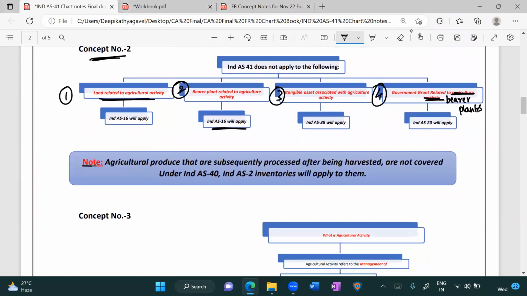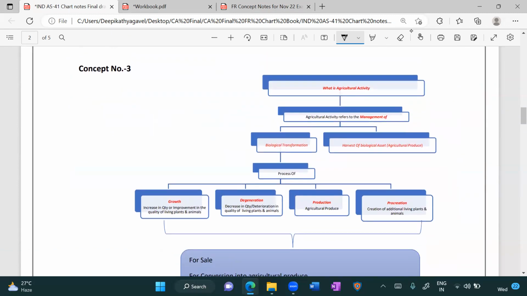Now comes the note, which we have discussed already. If there is agricultural produce that is subsequently processed after being harvested, up to the point of harvest, IND AS 41 will apply. But after you have harvested it, if there's some processing happening to that, then it will turn into an inventory. And then IND AS 2 will apply, right? So that is the next thing.